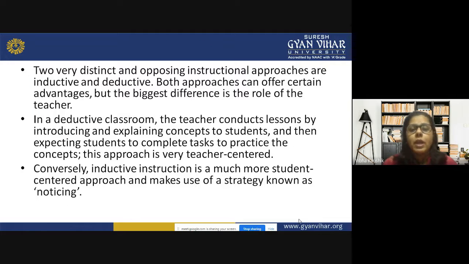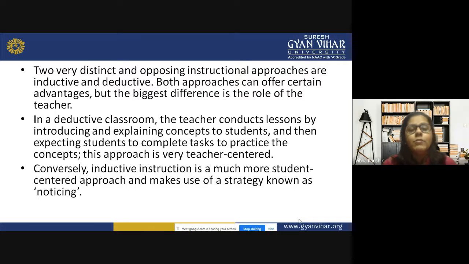Two very distinct and opposing instructional approaches are inductive and deductive. We have seen that inductive and deductive are two different, distinct, and opposite instructional approaches that can be used by the teacher to teach the students. Both approaches have certain advantages, but the biggest difference is the role of the teacher.